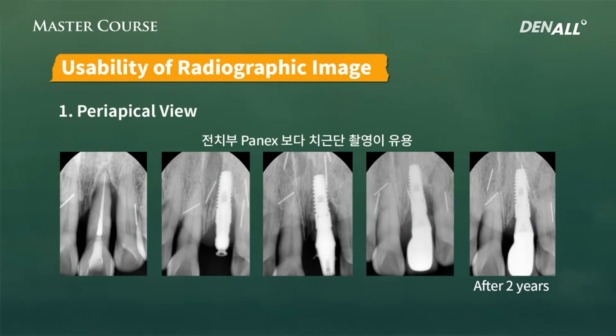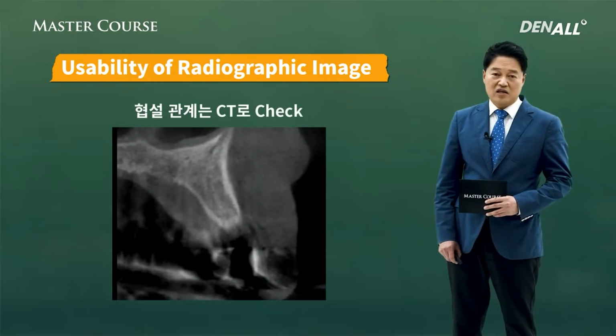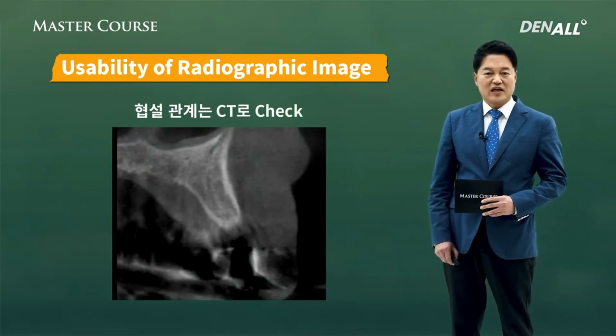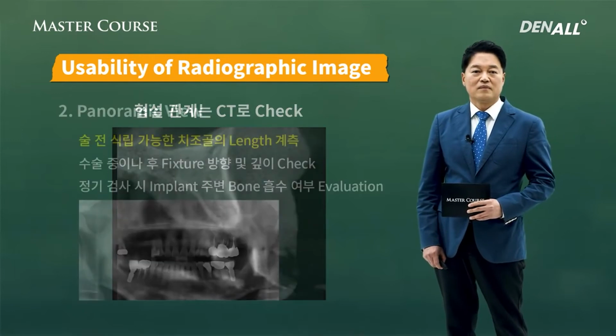Periapical view. In the anterior region, more than panax, the periapical view is favorable in checking the level of resorption and the remaining bone. After treatment, we also take periapical views, even at recall checkups, to check marginal bone loss, and it helps a lot. Buccolingual relations, you need to take CT for that.